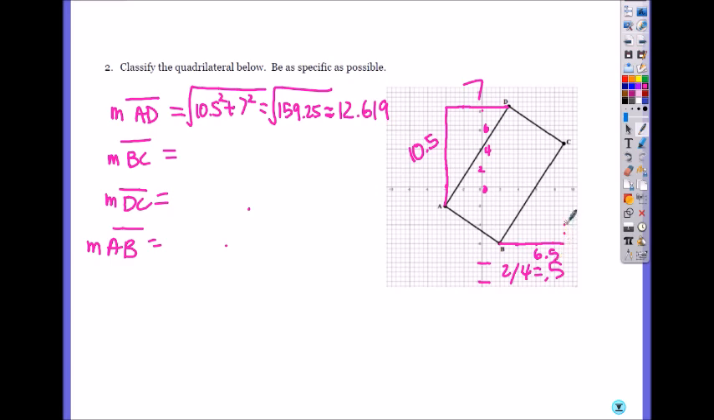2, 4, 6, 8, 10.5. Wait, this is 7. 2, 4, 6, and half of 2 is 7. So it's 7 by 10.5. So we already know they are equal: 10.5 squared plus 7 squared equals 12.619. So these two are equal.